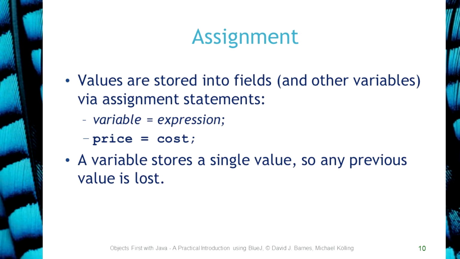The right-hand side is called an expression. In their most general form, expressions are things that compute values. But in this case, an expression consists of just a single variable, whose value is copied into the price variable. We shall see examples of more complicated expressions later in this chapter.